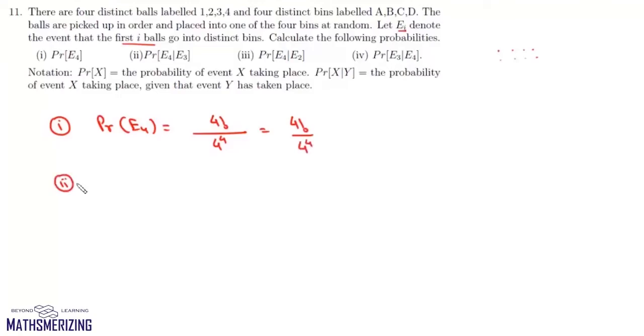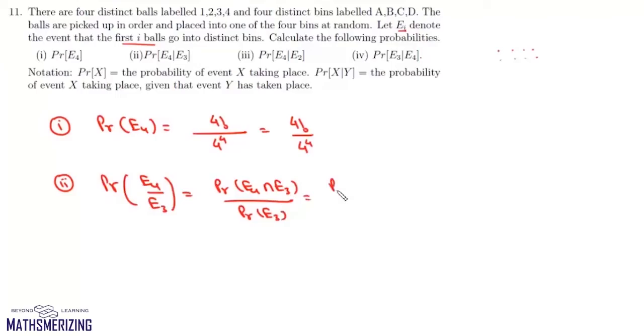Now the second one is this conditional probability. We have to find the probability of E4 when it is given that E3 has already occurred. So it will be the probability of E4 intersection E3 upon the probability of E3. Now what is E4 intersection E3? E4 intersection E3 is nothing but simply E4, and here it will be simply E3.